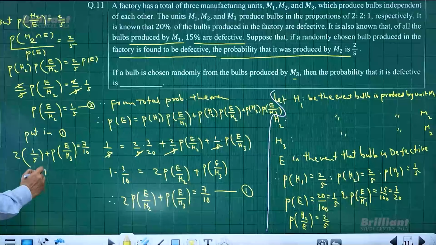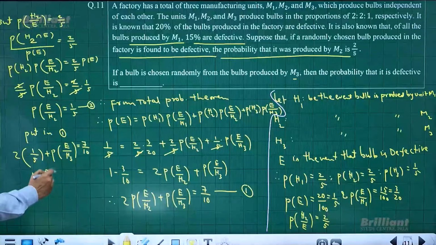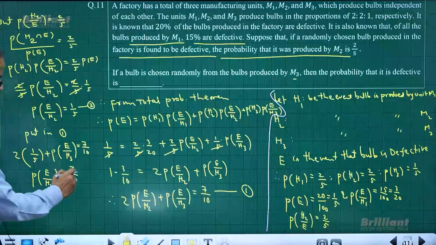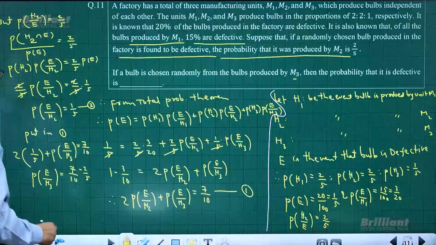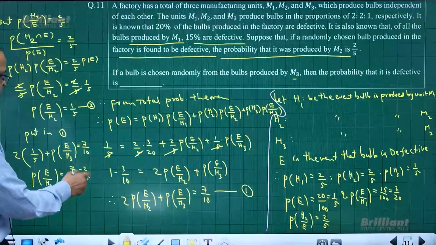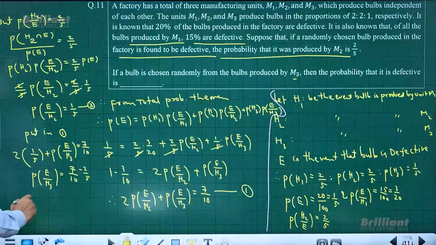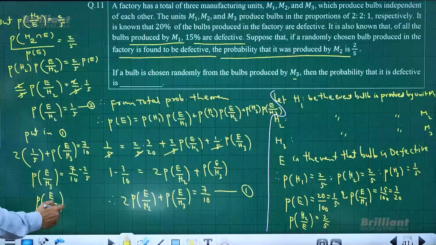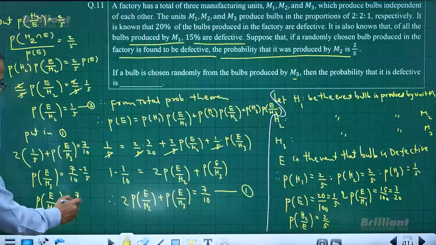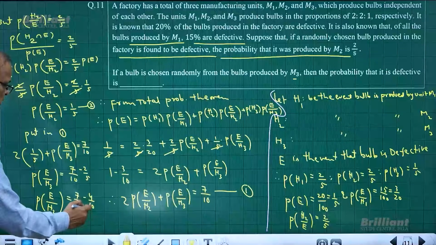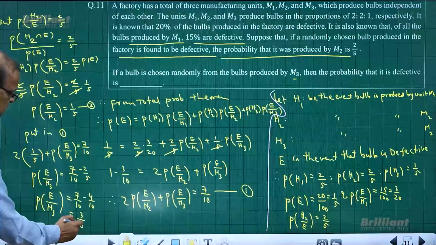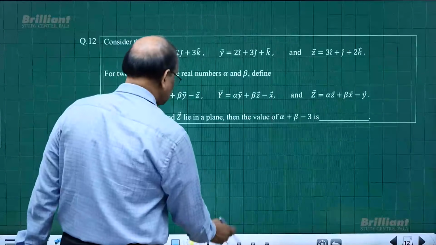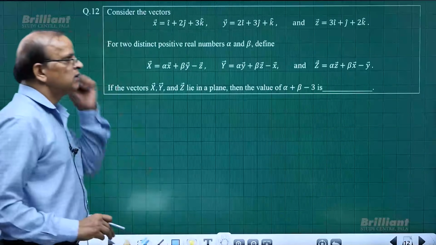So P of E by H3 is equal to 7 by 10 minus 2 by 5. That means multiply and divide by 2: 7 minus 4 by 10, so 3 by 10. P of E by H3 is 7 by 10 minus 4 by 10, so 3 by 10. That is 0.30. This is the answer.